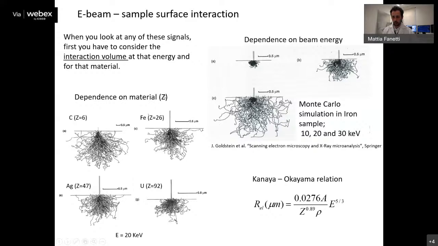On the material, here you can see, for example, what happens if you have an incident beam at 20 kilovolt in carbon, in iron, in silver, and in uranium. These are four elements with very different Z. Okay.